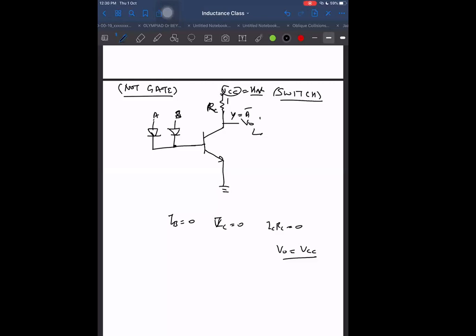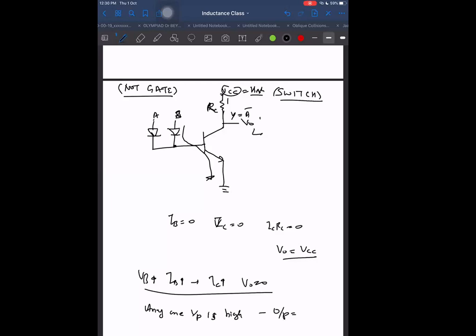Then if I give B high, then this will start connecting. It will start connecting through it. Any one of these I give high. If I give B high, VB high, then IB will be high. Then again IC will be high. Then IC RC will be high. Then again V output will become 0. Means any one of these inputs is high, then the output becomes low.